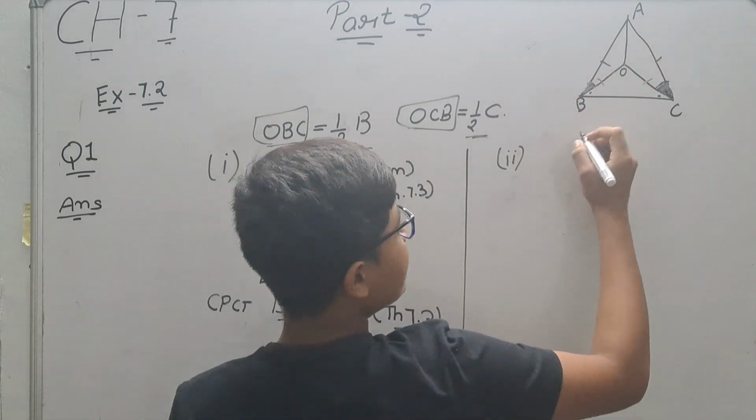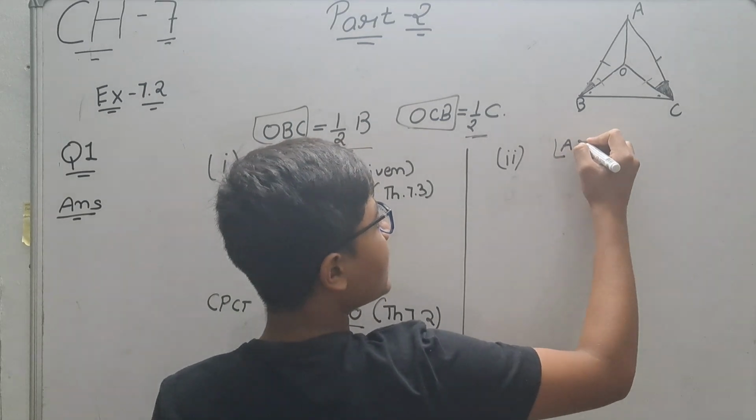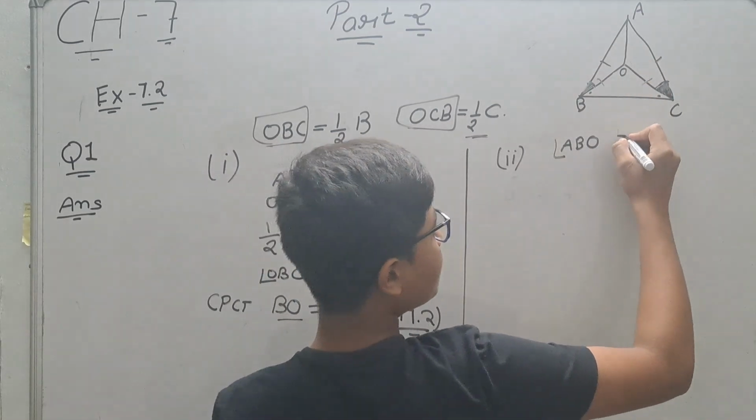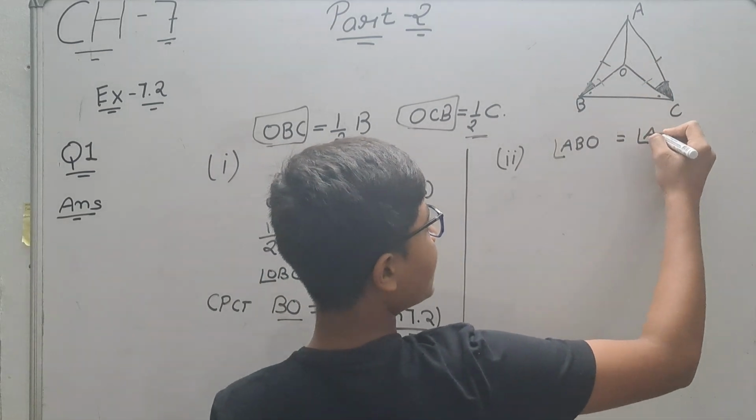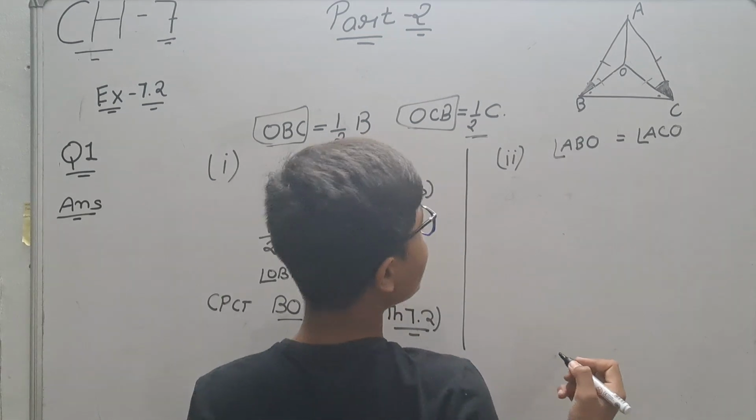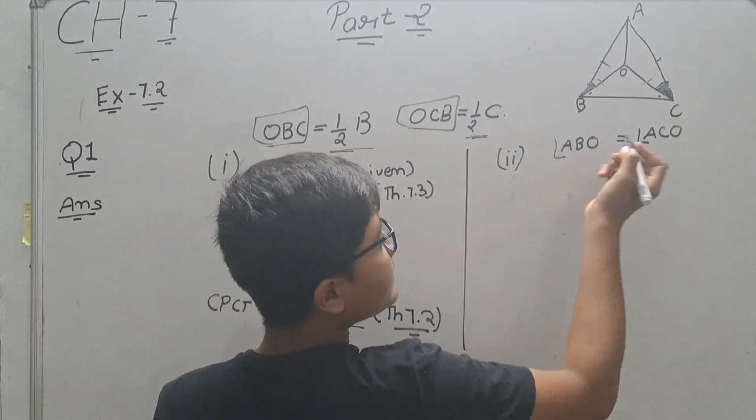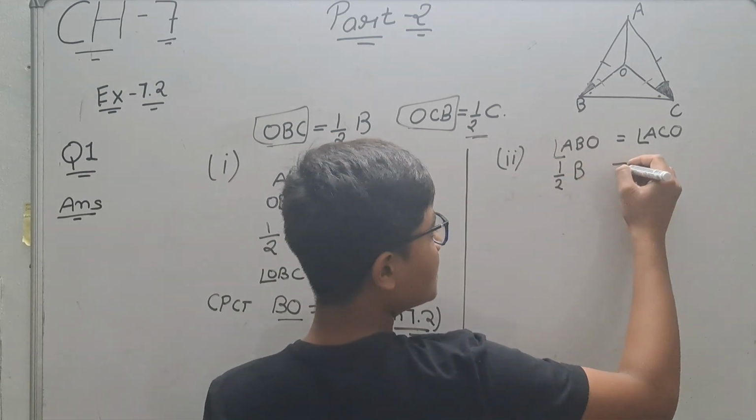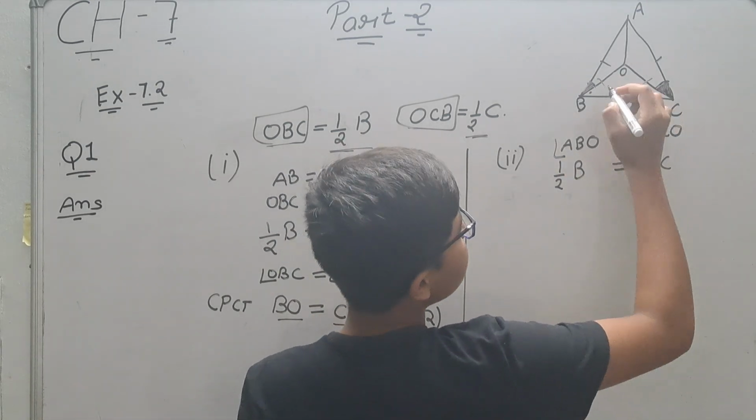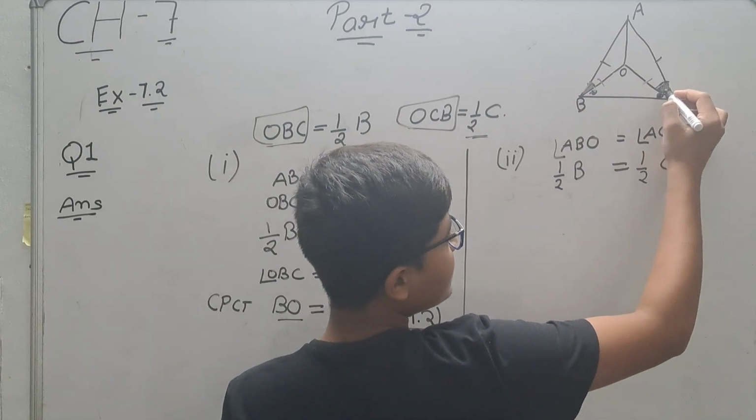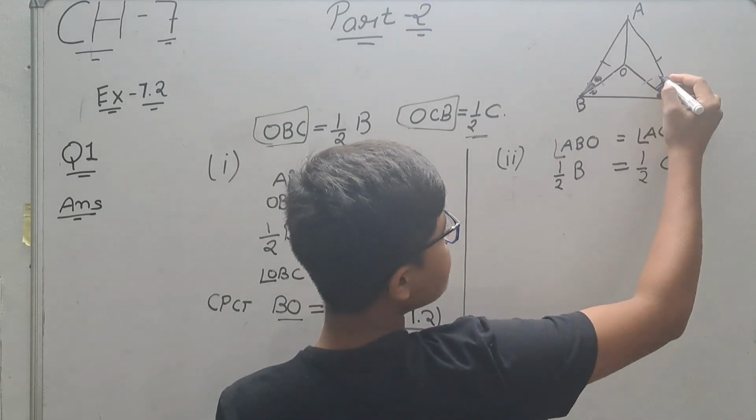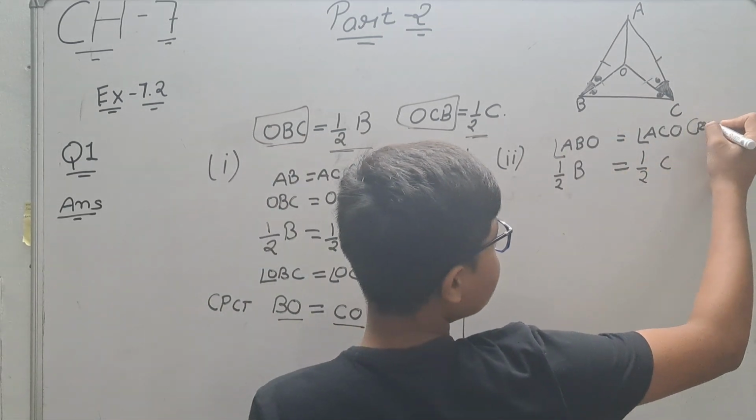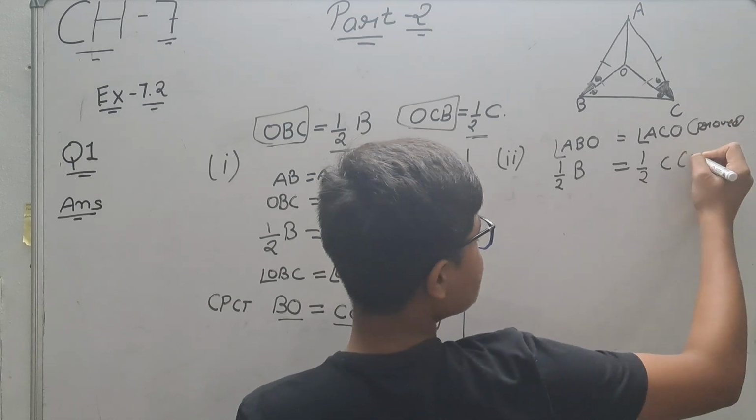We can say that angle ABO or OBA is equal to angle ACO, because we know that half angle B is equal to half angle C. This is half angle B, this is half angle C. So this is also half angle B, this is also half angle C. So this is proved, and this is also proved.